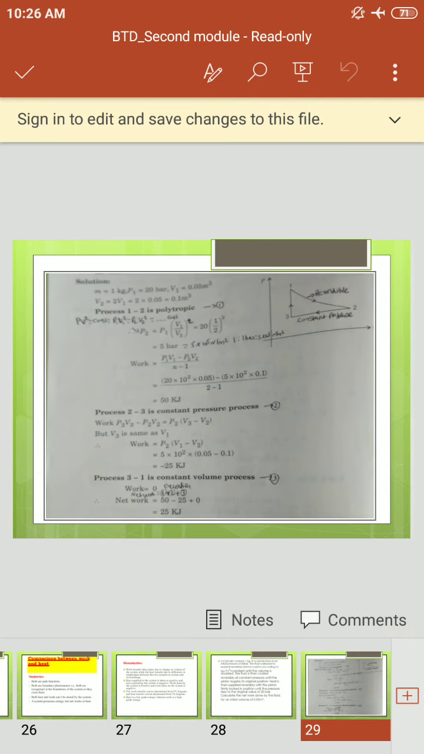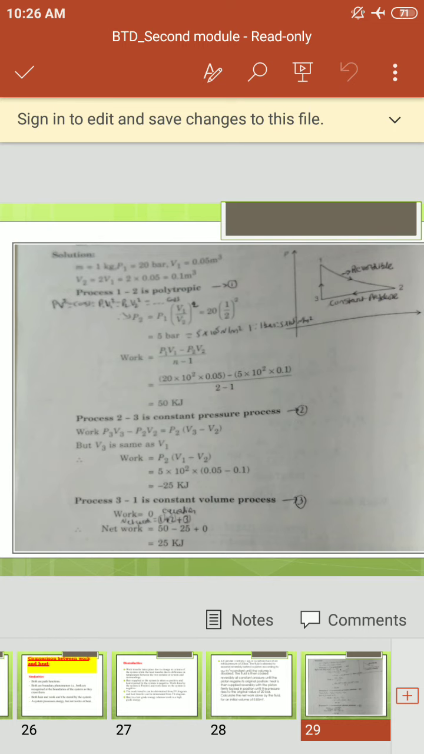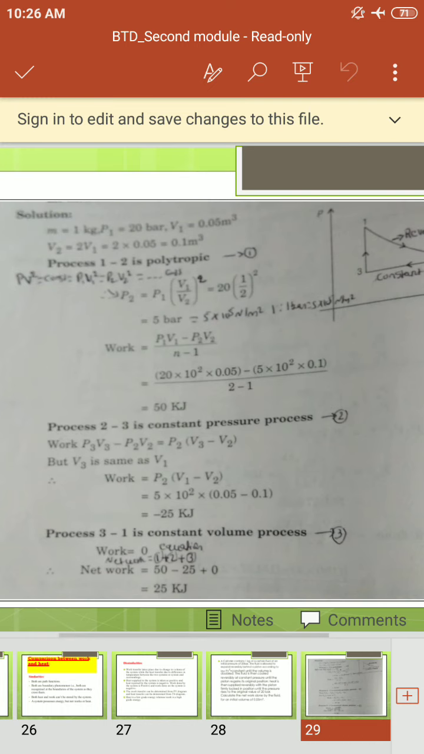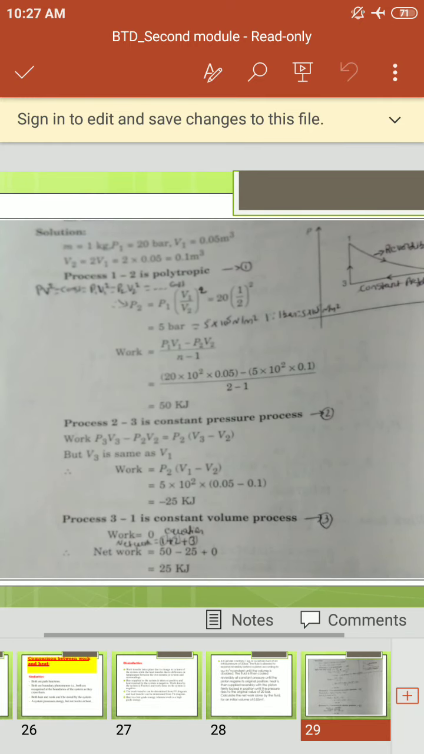Therefore, V3 is the same as V1. Work done equals P2 into, replacing V3 by V1, minus V2. What is P2? P2 you know, 5 bar, put in terms of kilo, 5 into 10 to 2, into V1, which is 0.05, minus V2, which is 0.1. Finally, you get the work done as minus 25 kilojoule. Why? Because minus 25 here follows the sign convention: work done on the system is negative, and work done by the system is positive.